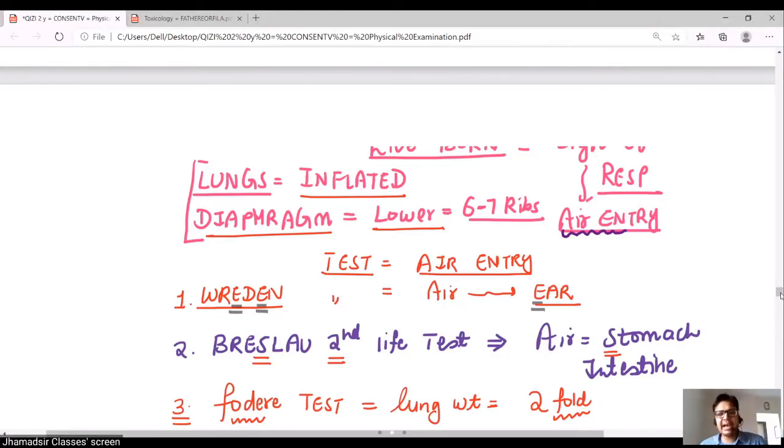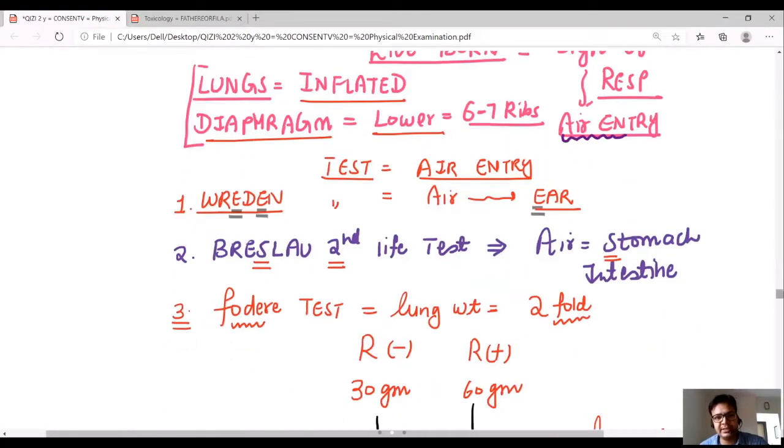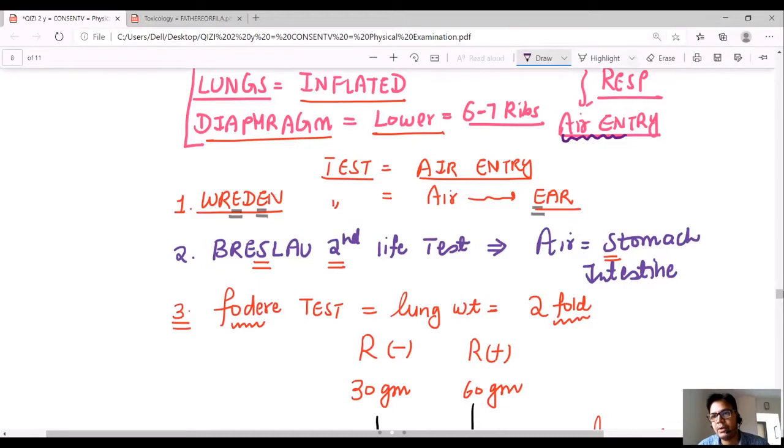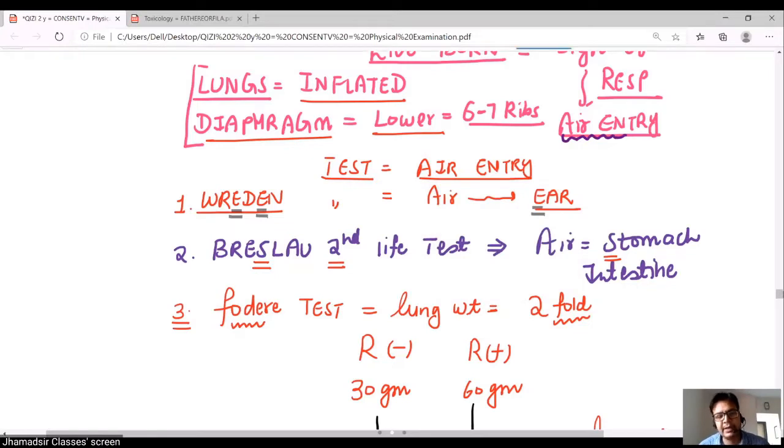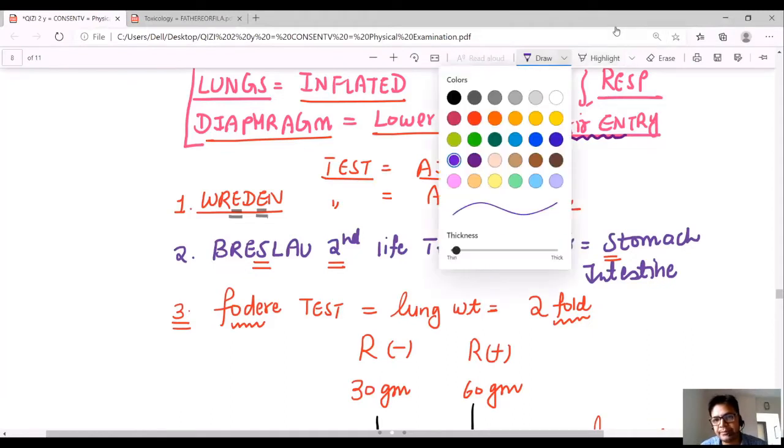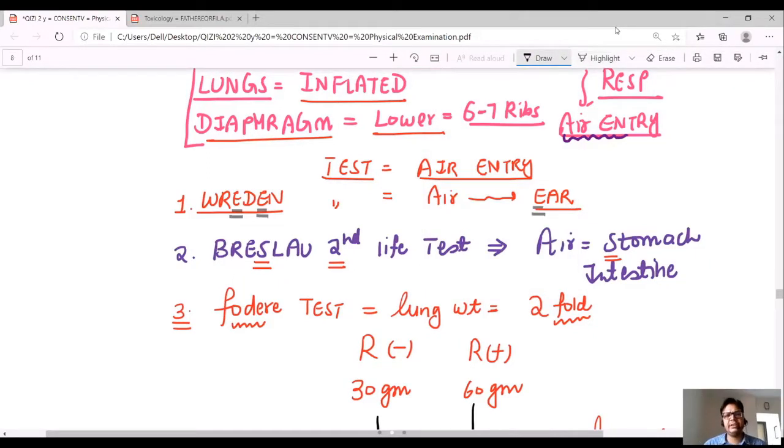Now, Doctor, if lungs are inflated, diaphragm will go low. Lower position of the diaphragm. This diaphragm goes to the 6th to 7th ribs. Wait.